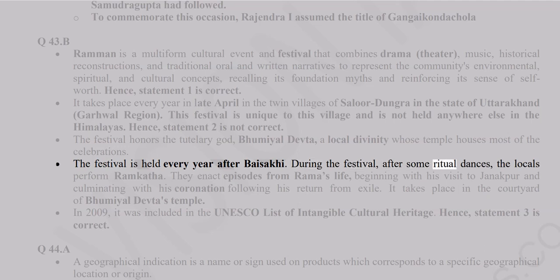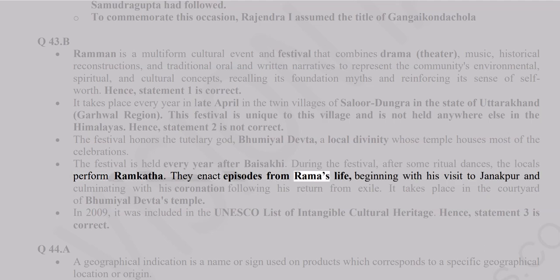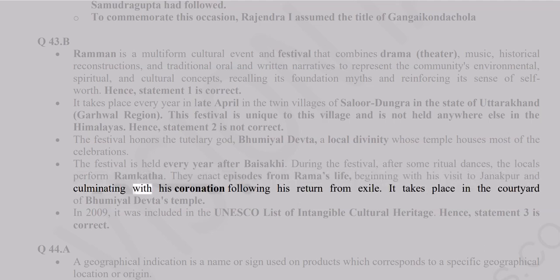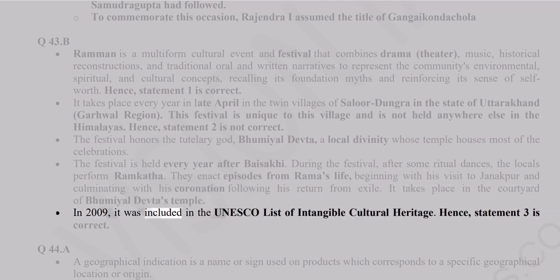During the festival, after some ritual dances, the locals perform Ramkatha. They enact episodes from Rama's life, beginning with his visit to Janakpur and culminating with his coronation following his return from exile. It takes place in the courtyard of Bhumiyal Devta's temple. In 2009, it was included in the UNESCO list of intangible cultural heritage. Hence, statement 3 is correct.